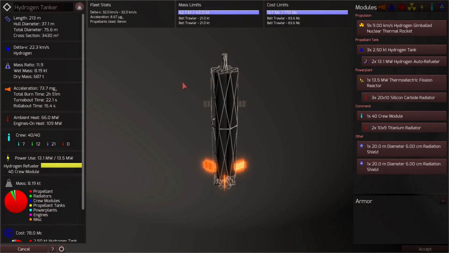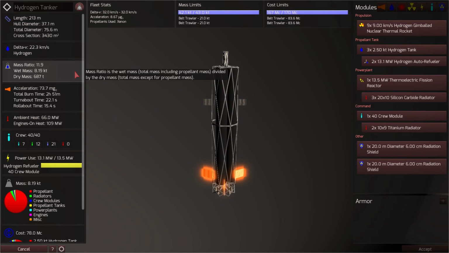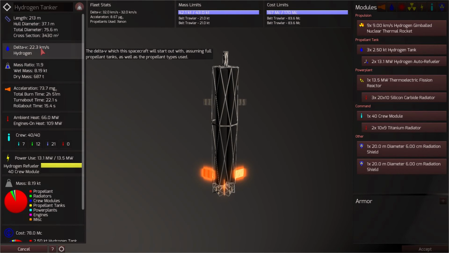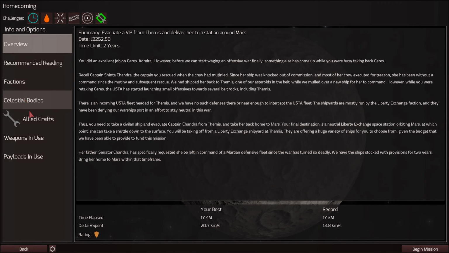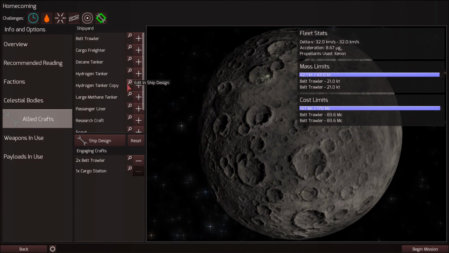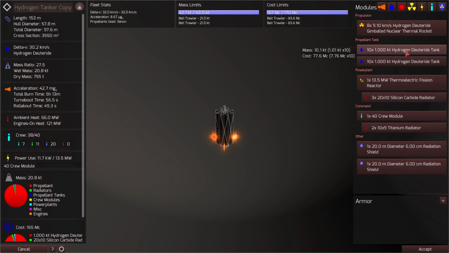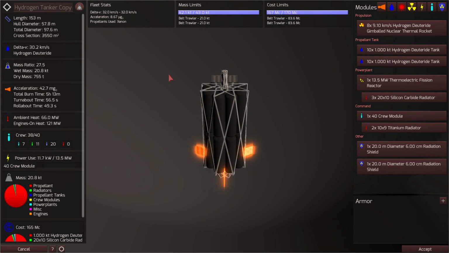So here, this is the typical hydrogen tanker ship that I was going to use for this mission. It has 22.3 kilometers per second of delta V, which would have been enough. But the ship that I actually used on this mission was a hydrogen tanker copy, which was using hydrogen deuteride fuel instead of just hydrogen fuel. And this ship ended up with 30.2 kilometers per second of delta V.